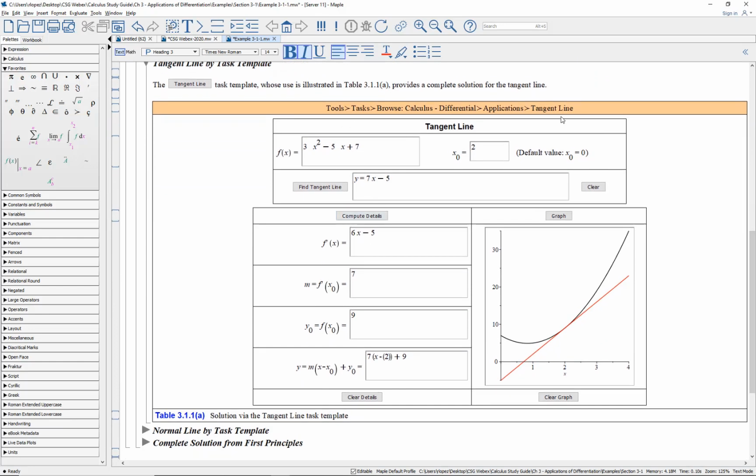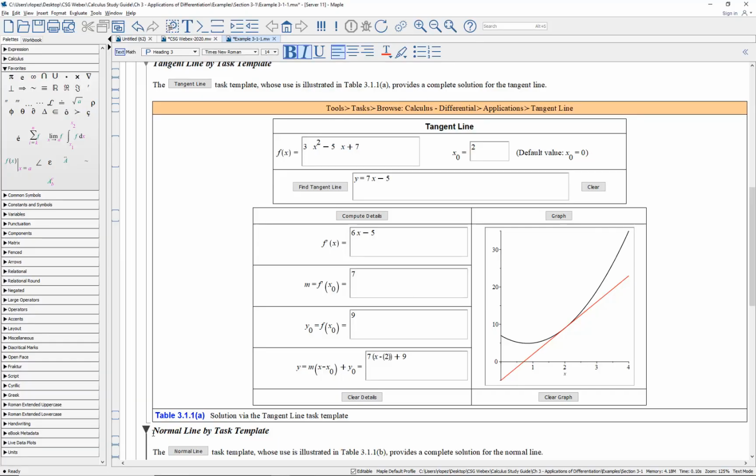So this is the path to it. And here you place the function. Here you put the point at which you want the tangent line to be calculated. Click this button, you get the tangent line. And then you want to see the computational details. This is the derivative. This is the derivative evaluated at the given point. So that becomes the slope of the tangent line. This is the function value at this point, so that's the y-coordinate, and then this is the point-slope form of the line, and here's a picture.